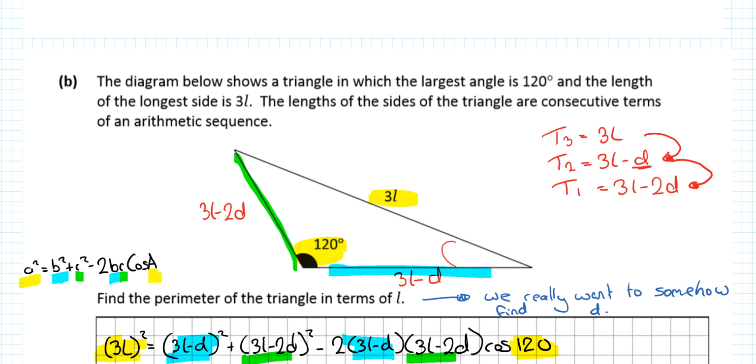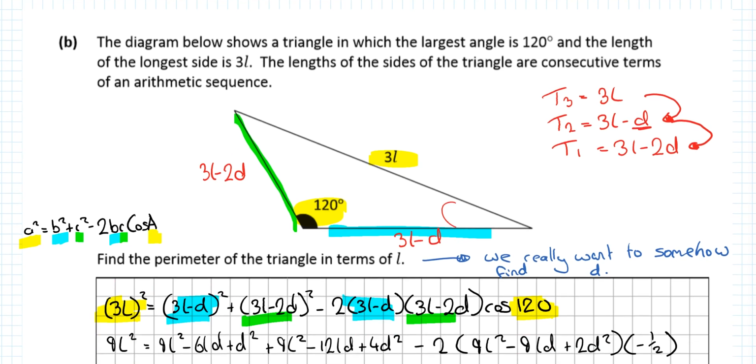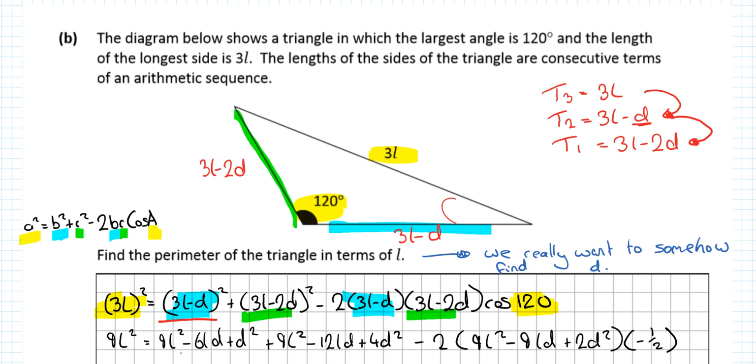Okay, squaring this out, 3L squared would be 9L squared. Take your time in multiplying these out. I kind of rushed it a little bit here, but 3L by 3L is 9L squared. 3L by minus D is minus 3LD, and then minus D by 3L is minus 3LD to give you minus 6LD. Minus by minus plus D by D is D squared.